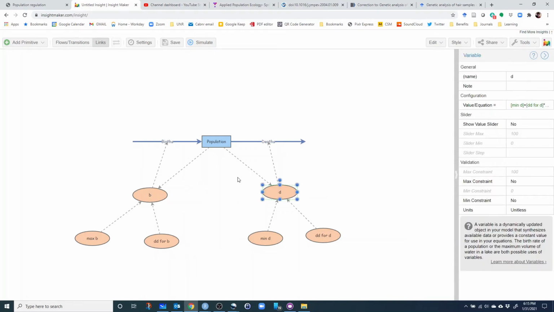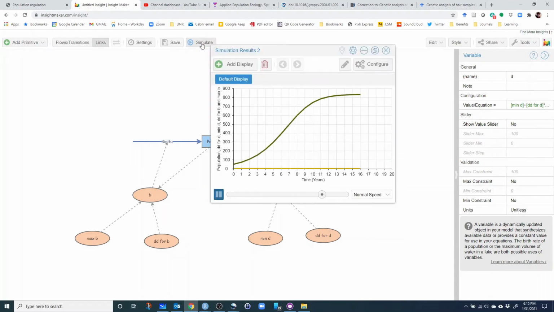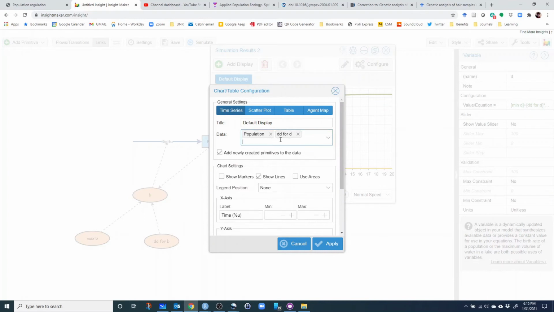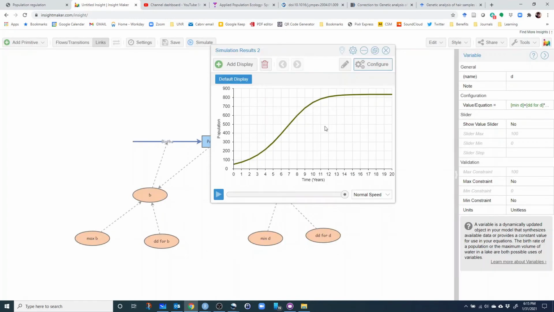All right, so I think we've basically got this model correctly specified. So let's look at what happens. All right, and first of all, we can see we have this S-shaped curve representing logistic population growth, and I'm just going to get rid of all these constants here. So I just see population size over time, and it looks good.